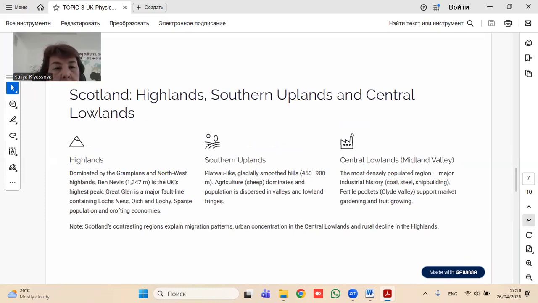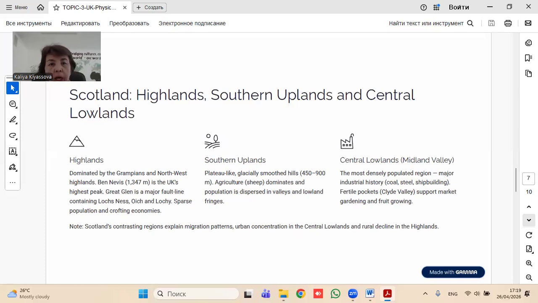Okay, now Scotland: its highlands, southern uplands, and central lowlands. First, highlands: dominated by the Grampians and the Northwest Highlands. Ben Nevis is the UK's highest peak. The Great Glen is a major fault line containing Loch Ness, Loch Oich, and Loch Lochy. Sparse population and crofting economies.